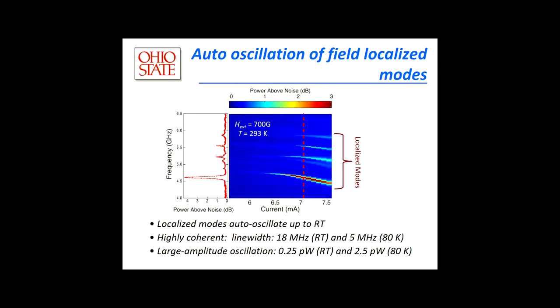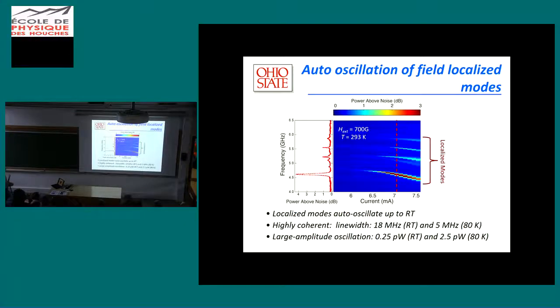So these are the results. We're reasonably happy with these. We see that all of these localized modes indeed auto-oscillate. We see that these are fairly coherent modes, and in particular, these data are taken at room temperature. We clearly see auto-oscillation of several modes with reasonably small line widths. So we're pleased with this result.